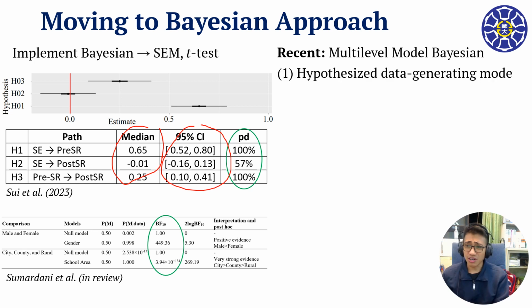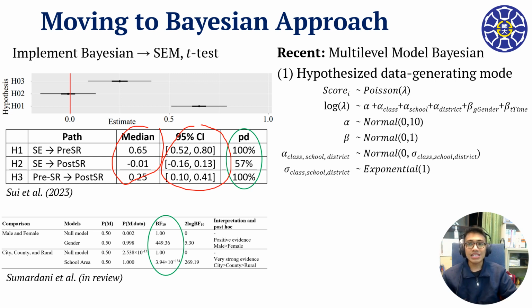So the idea of the multi-level Bayesian model is we're trying to understand if they are district level, school level, or class level, which one, if we have some problem in education, we need to address. So in this case, I'm trying to understand scientific inquiry. If students have lower scores, which one do we need to address, whether district, school, or class. So this is our hypothesized data generating model.